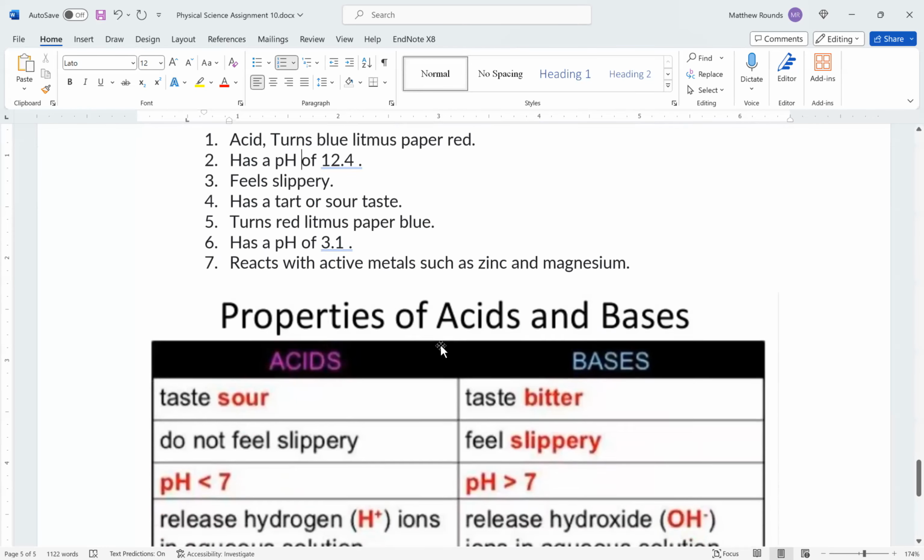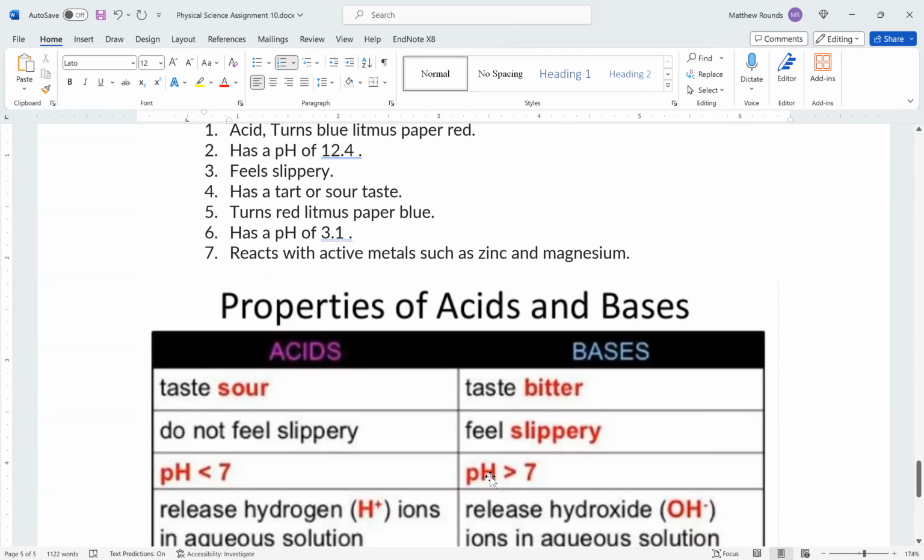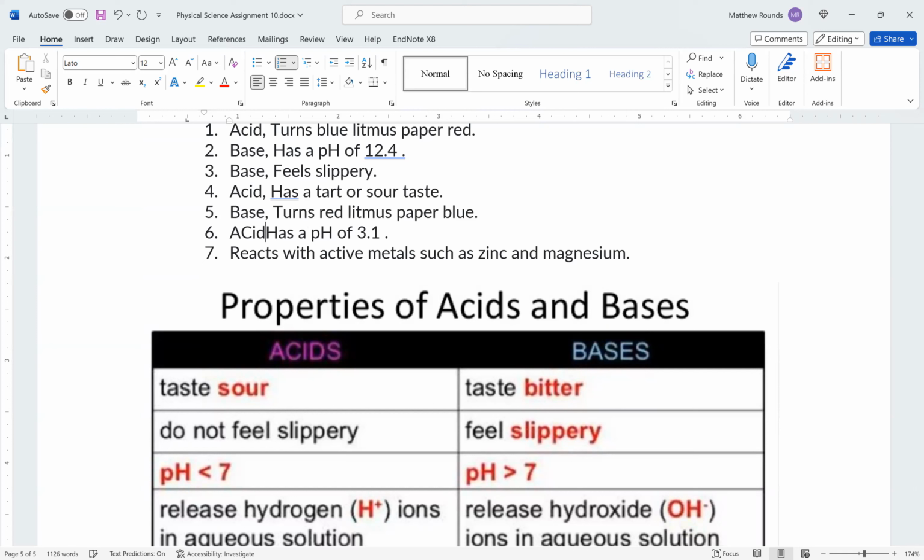Okay, pH greater than 7. Oh, I'm sorry. Then it's a base. All right. Feels slippery. Is that an acid or base? A base. Okay. Has a tart or sour taste. An acid. Okay. Turns red litmus paper blue. A base. pH of 3.1. An acid.